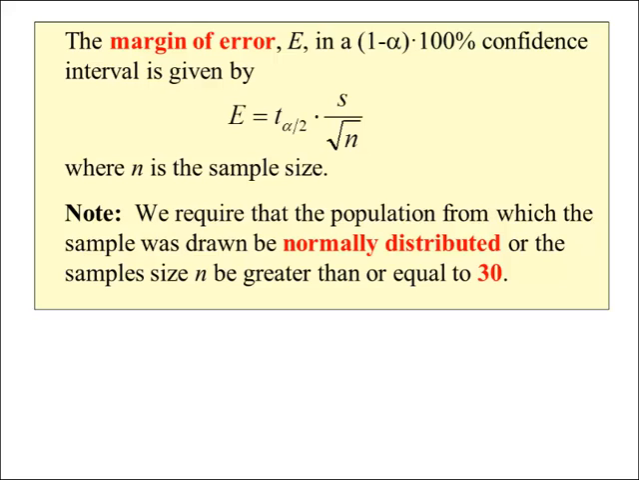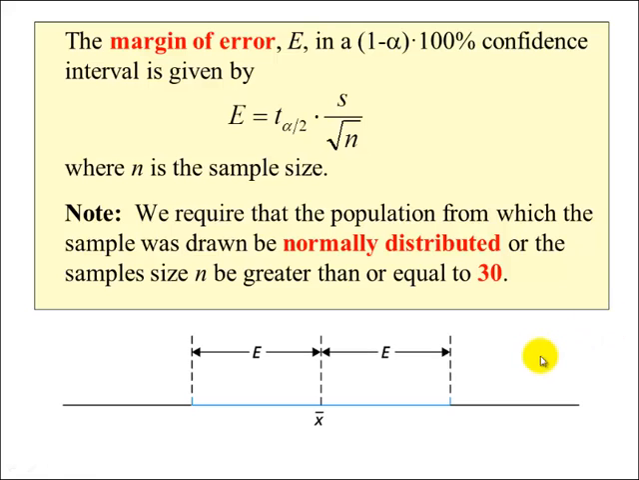Lesson objective. The margin of error, denoted capital E, or sometimes MOE, in a 1 minus alpha times 100% confidence interval is given by this formula. This is our critical t-value that comes from table 6, and this is our standard error, where S is the sample standard deviation and n is the sample size. Again, we require that the population from which the sample was drawn be normally distributed if the sample size is less than 30. If the sample size is larger than 30, then the central limit theorem says that the distribution of x bar will be normal.